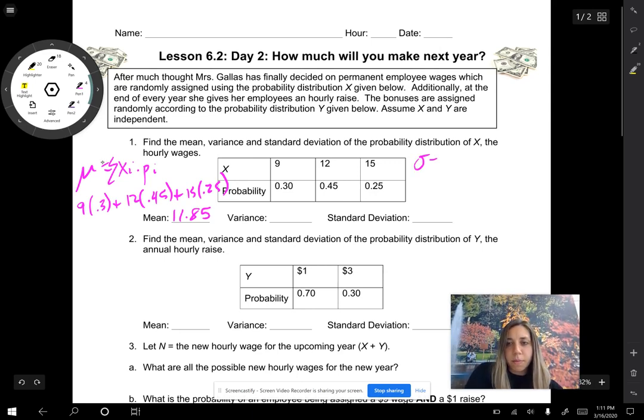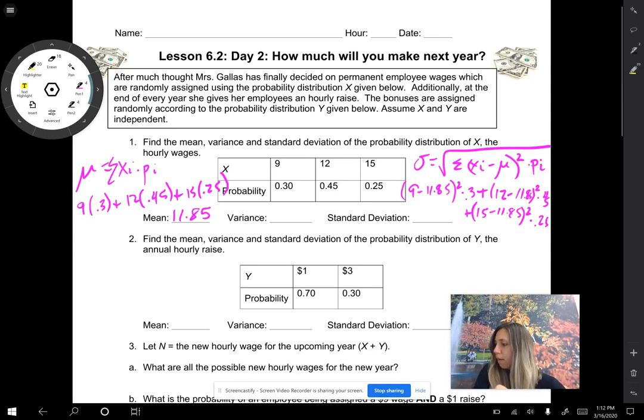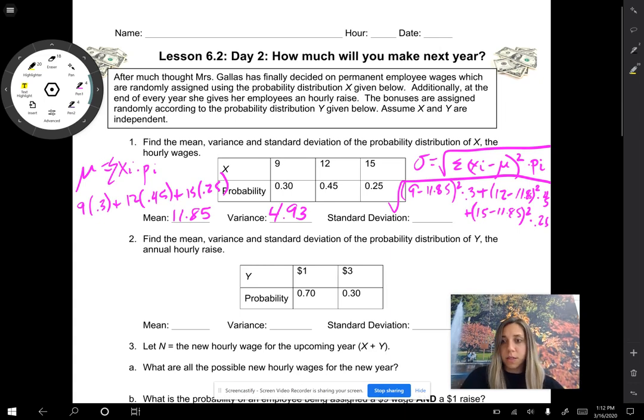Standard deviation and variance, remember, found with the formula, the square root of the sum of your xi's minus your mean squared times each respective probability. So if we were to do that, we would have 9 minus 11.85 squared times 0.3 plus 12 minus 11.85 squared times 0.45 plus 15 minus 11.85 squared times 0.25, and that would give you a variance of 4.93. And if I were to square root all of that, that leaves us with our standard deviation, which is 2.22.